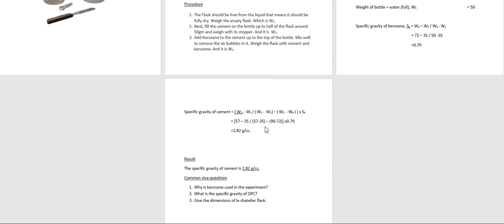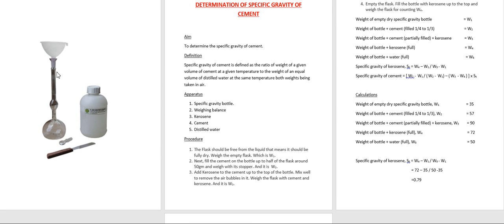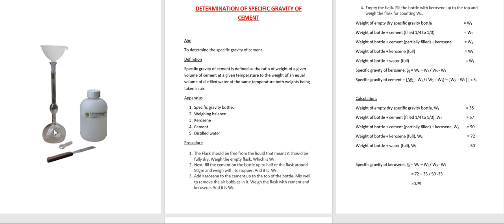Then give the dimensions of Lee-Chatelier flask. So this is called a Lee-Chatelier flask, or the gravity, specific gravity bottle, any name can be given to this. And also in some experiments it is even called the pycnometer. So it's everything. So this is the basic specific gravity of cement experiment, and you can note it down like this.